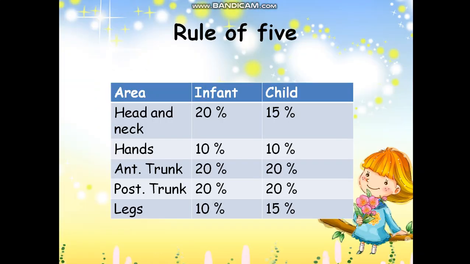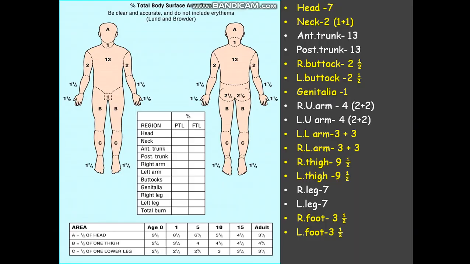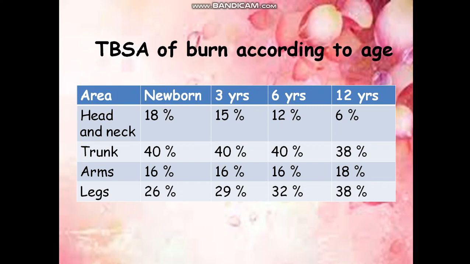Then the rule of 5. It depends on the head and neck, hands, anterior trunk, posterior trunk and legs. It again differs for an infant and for a child. This is the total percentage of total body surface area burn. Lund and Browder formula. Then total body surface area of burn according to the age. For a newborn, a 3-year-old child, a 6-year-old child and a 12-year-old child, it again differs.